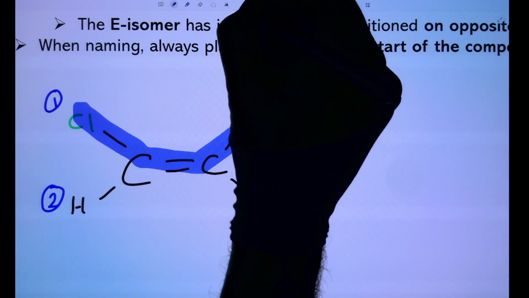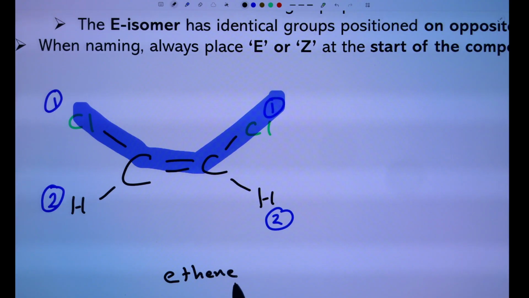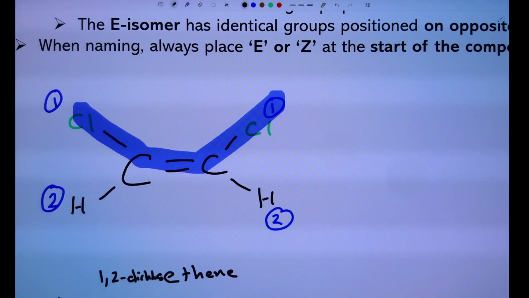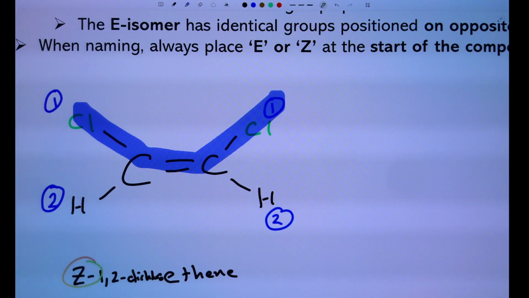So this molecule is, how do we name it? Well, we've got ethene, 1,2-dichloroethene. And this is the Z isomer. So we put a Z in front.